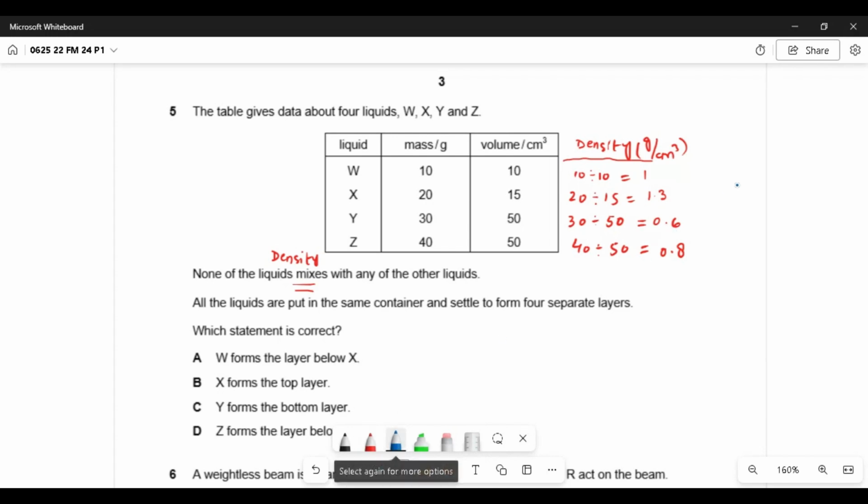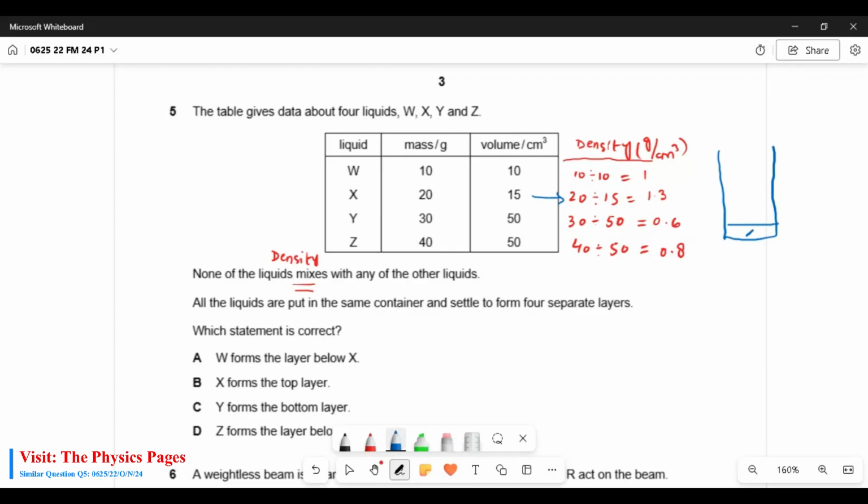So if you look at this, the denser one is the X. So if I pour this liquid in a container like this, the denser one is the X, so the first layer will be X. The second layer of the liquid will be W, on top of the X. The third layer will be of Z, and above the Z we can have Y. So at the top is the lightest one, that is Y.